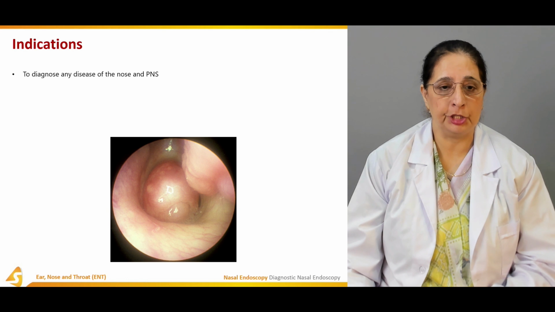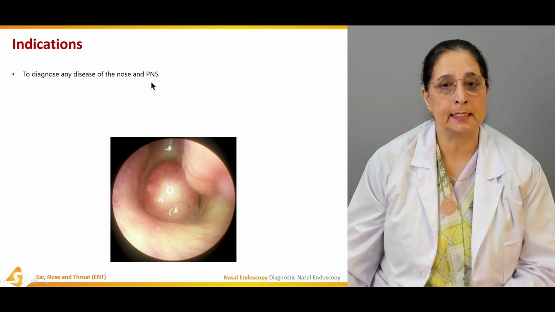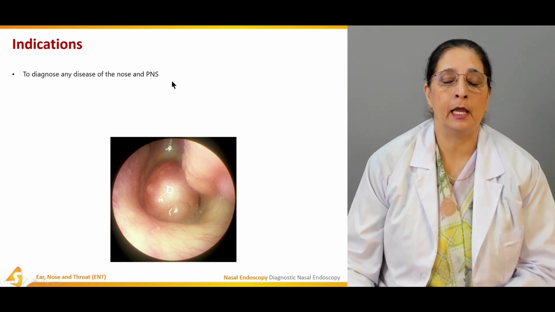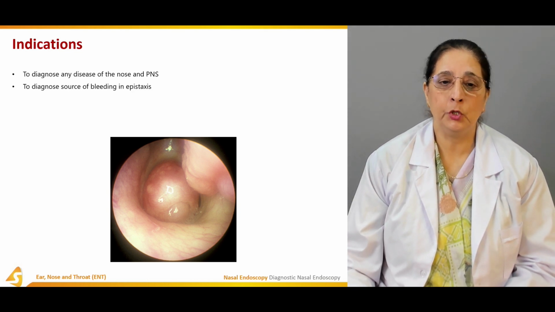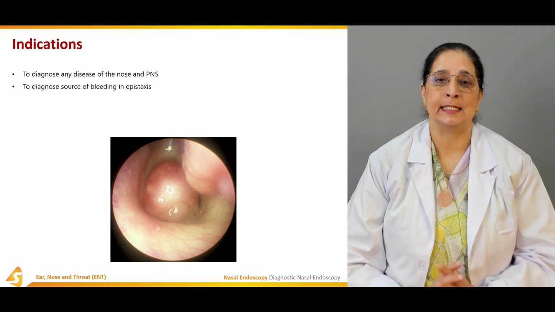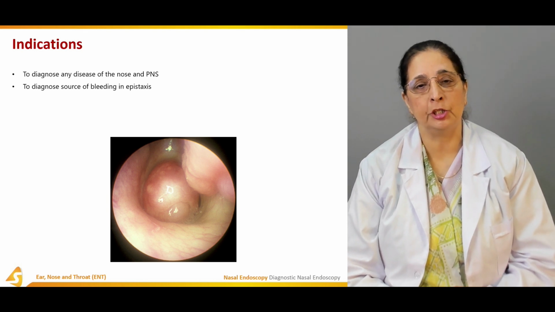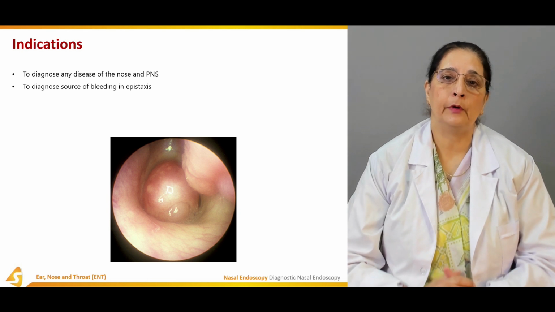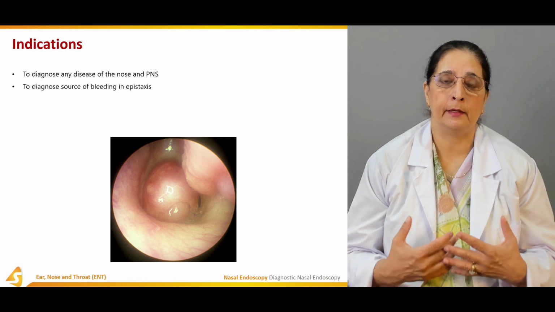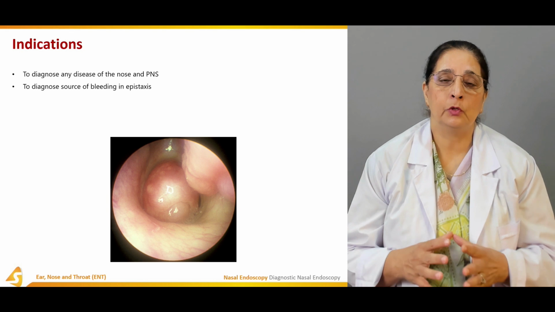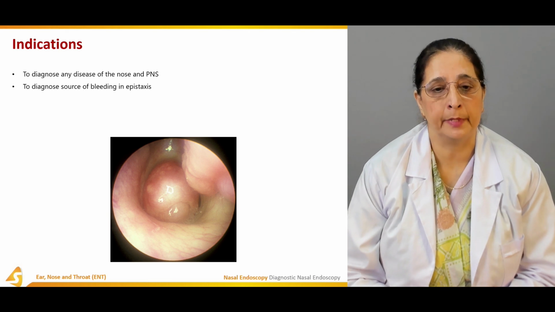What are the indications to diagnose any disease of the nose and paranasal sinuses? We should use diagnostic nasal endoscopy to diagnose the source of bleeding in epistaxis, which is bleeding from the nose. Patients usually complain of bleeding from the nose, and no cause of epistaxis is apparent or visible. So to look for the cause of the epistaxis, sometimes endoscopy is performed.